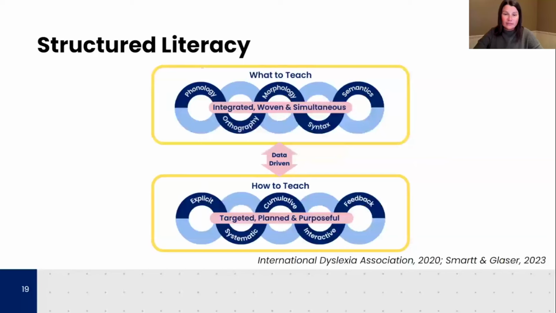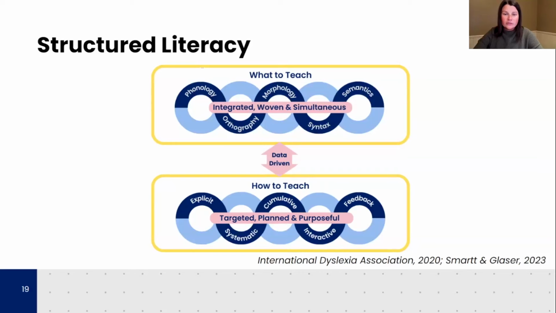This infographic provides a comprehensive visual guide to structured literacy, an evidence-based approach to teaching language and literacy. It illustrates both the how and what of structured literacy. In the what to teach, we find critical literacy skills. These include phonology, orthography, morphology, syntax, and semantics.